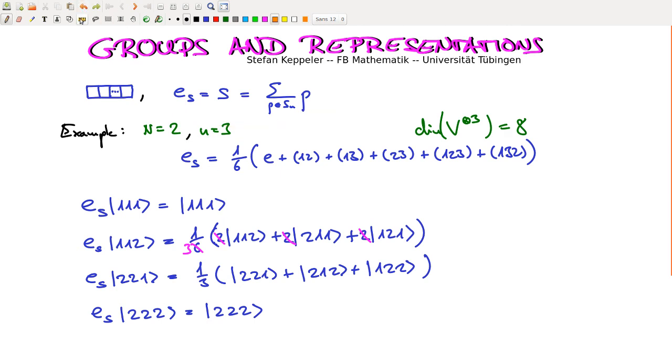And now we find four vectors that each span a one-dimensional subspace, and this subspace always carries the trivial representation, because the trivial representation of Sn corresponds to this one-row diagram. So in this 8-dimensional space here, there are 4 one-dimensional subspaces carrying the trivial representation.